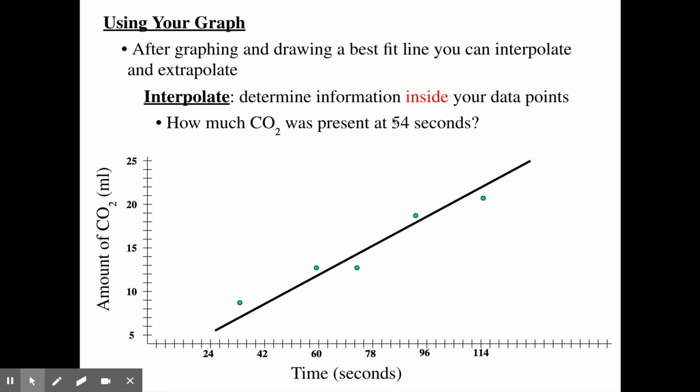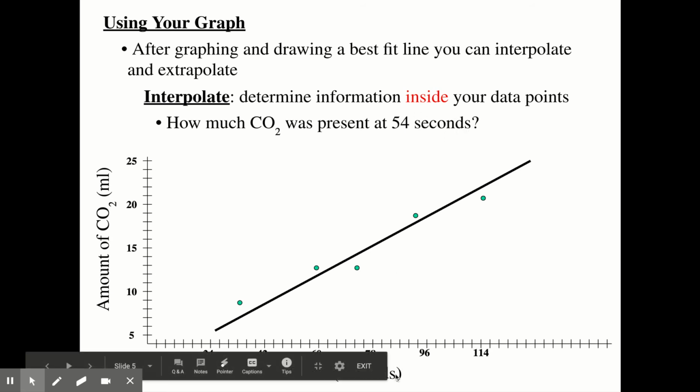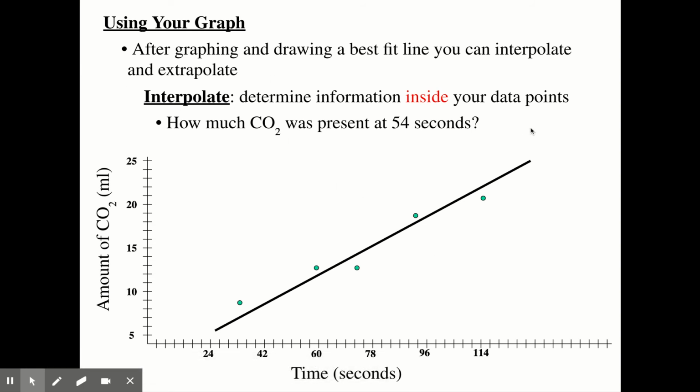First of all, you have to think about, where am I going to look? 54 seconds. Down here is seconds. So we're going to look at the bottom, and then we're going to go up to the line. So we're going to find 54. There's 54 on our graph. We're going to go up to the best fit line. Then we're going to go across. And when we go across over here, we know that we're counting by ones. So 10, 11. So that must be about 10 and a half. So it's 10 and a half.